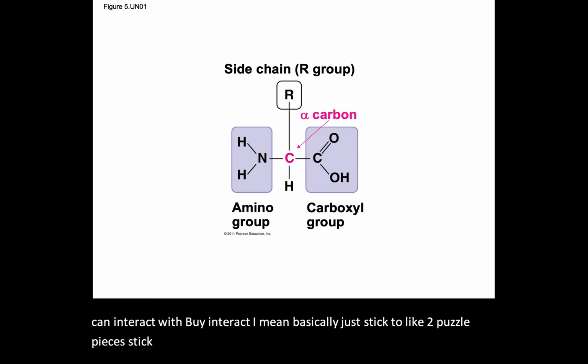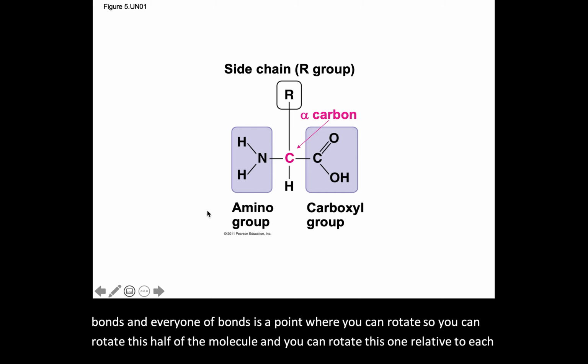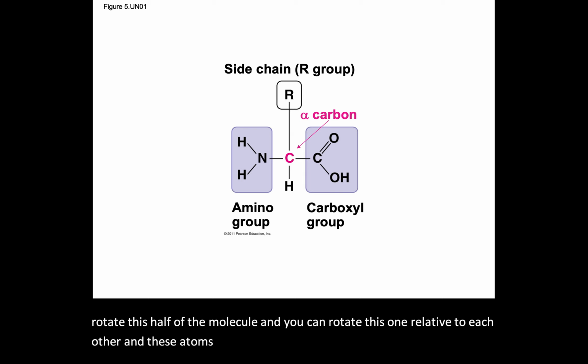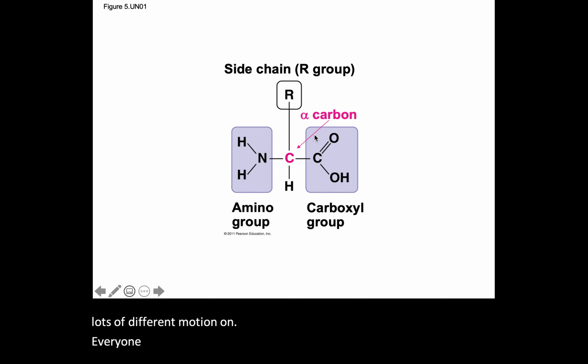And in a protein, there are all these different bonds, and every one of these bonds is a point where you can rotate. So you can rotate this half of the molecule, and you can rotate this one relative to each other. And these atoms are rotating all the time. So you'll have lots of different motion on every one of these amino acids at every bond position.